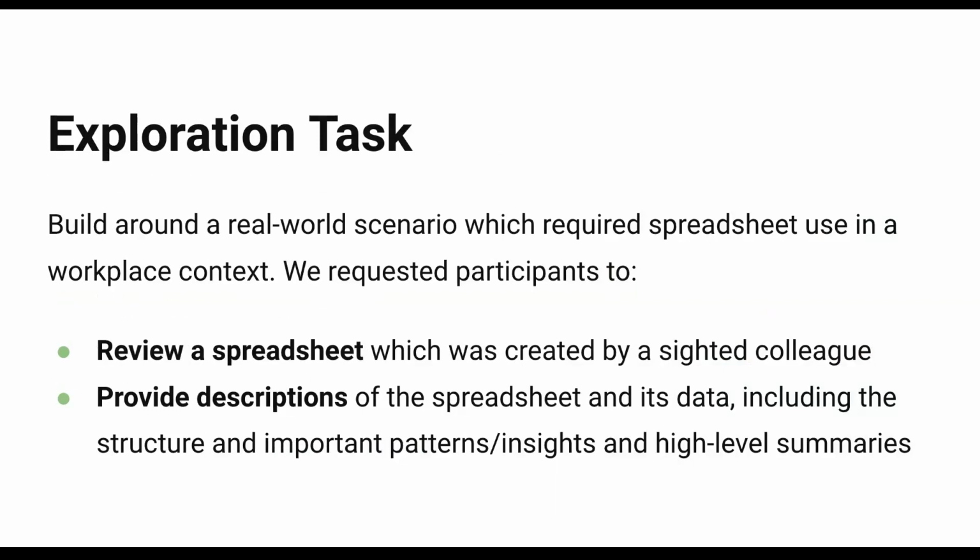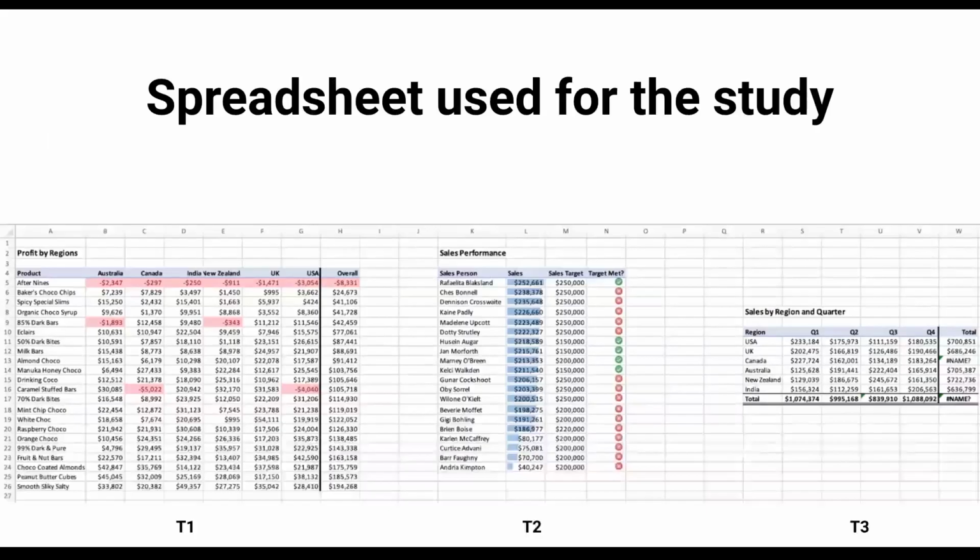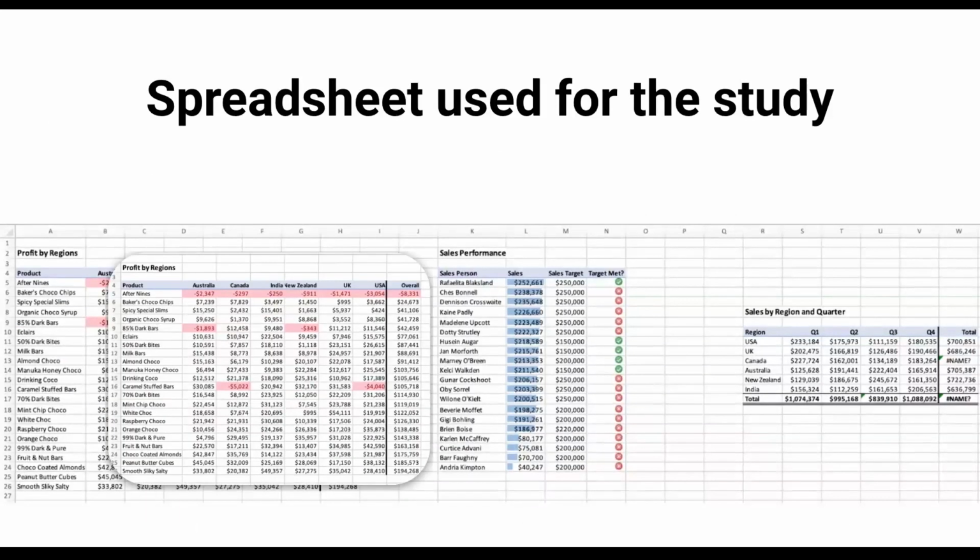In addition, we told them that their manager was blind and they needed to provide descriptions of the spreadsheet and its data, including the structure and important patterns, insights, and high-level summaries from the data. Then we sent the spreadsheet via email to be opened with Microsoft Excel, and we requested the participants to share their screen. The sheet consisted of 3 tables.